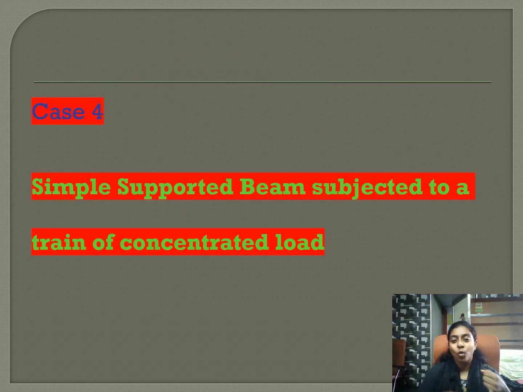So, 3 cases are over. Now, we will go for our last case, that is case 4, when a simply supported beam is subjected to a train of concentrated loads. That is a number of loads like W1, W2, W3, W4, W5, etc. So, when any number of loads with some given distances is moving from left to right or from right to left, where will we have the maximum shear forces and the maximum bending moment? This is our last case.